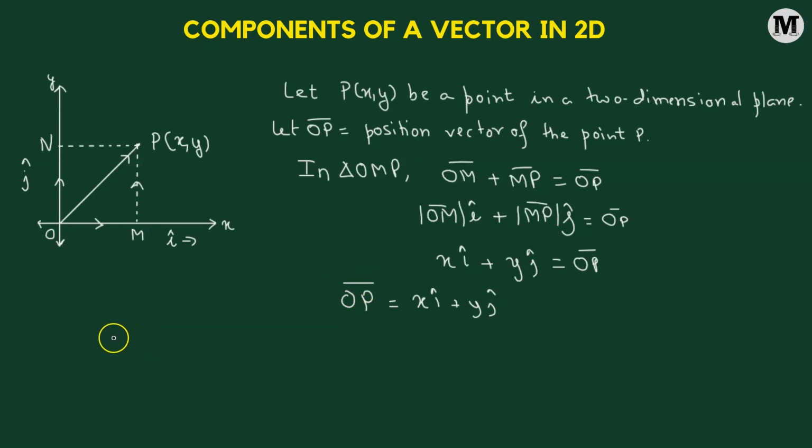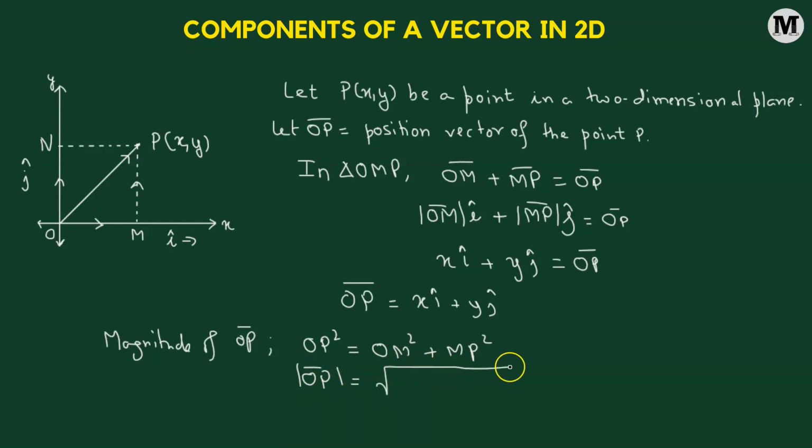Next, we will define the magnitude. To find out the magnitude of OP vector, again in the same triangle OMP, we have OP squared. We're only considering the magnitude. So OP squared will be equal to OM squared plus MP squared. This is the Pythagoras theorem that we have applied. And we need OP. So OP, or simply the magnitude of OP, is going to be equal to the square root of x squared plus y squared. So we have also defined the magnitude of the position vector OP.